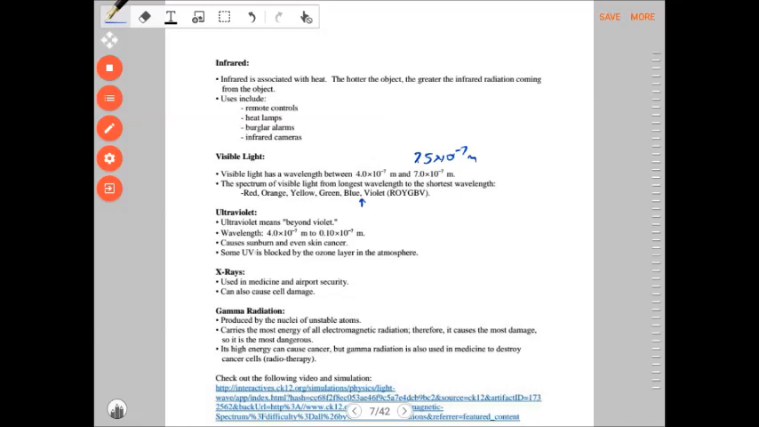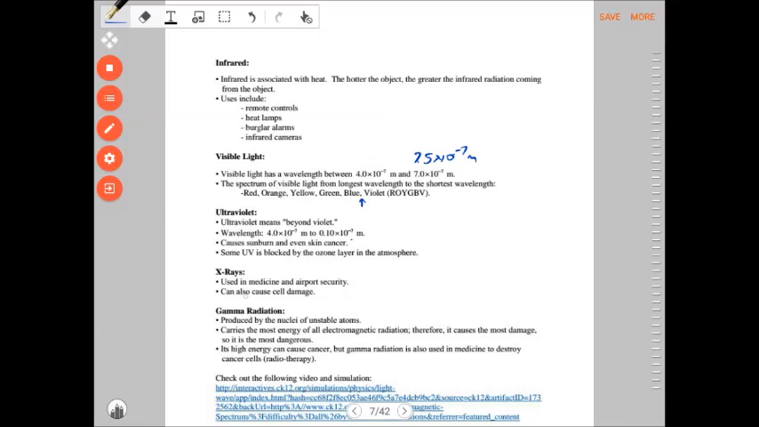So this energy, when it hits our skin, can cause sunburn. In really bad cases, it can cause skin cancer. Now some UV is blocked by the ozone layer in our atmosphere, which is why there's so much conversation about ozone depletion, because if we don't have an ozone layer, then a lot more ultraviolet light gets through, and we get a lot more sunburns and skin cancer and worse.